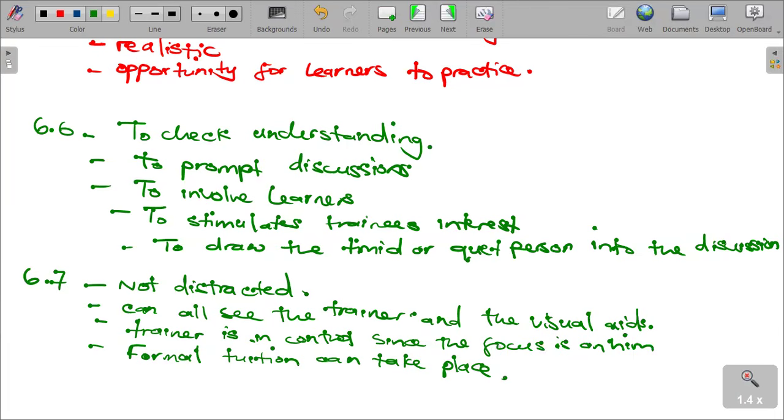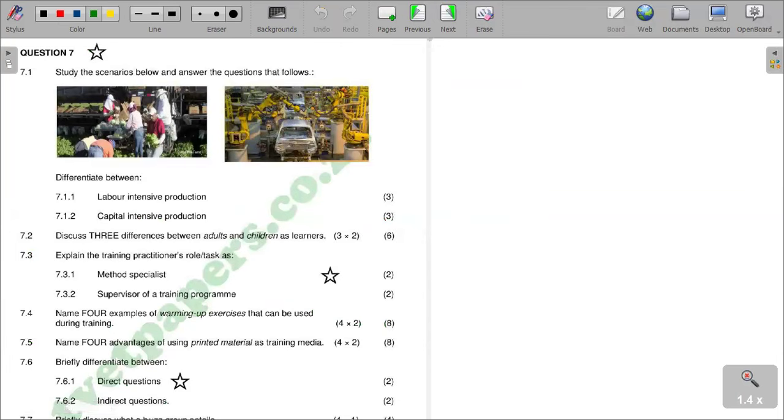Right. So let's move on to another question, which is question 7. Let's go to 7.1. Study the scenario below and answer the questions. There are people who are busy on the field, and then there's this machine that is producing cars. This is machine production, and these are people working, which is labor. Let's go to question 7.11.